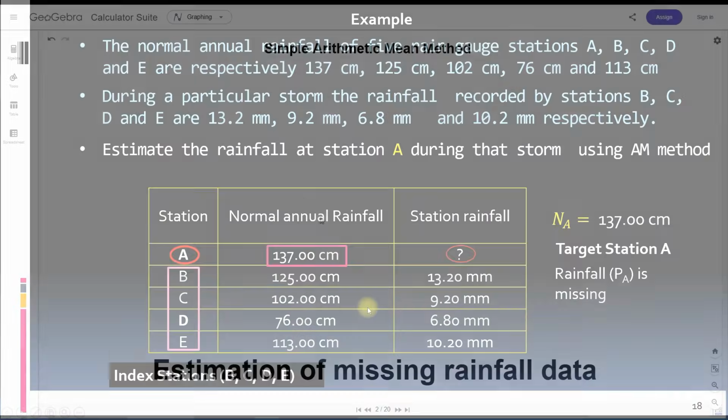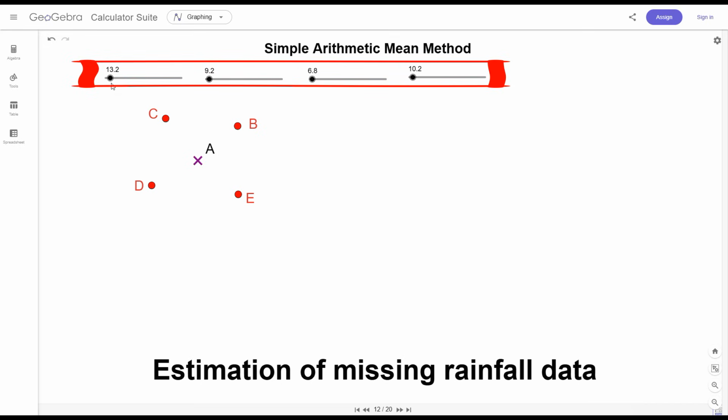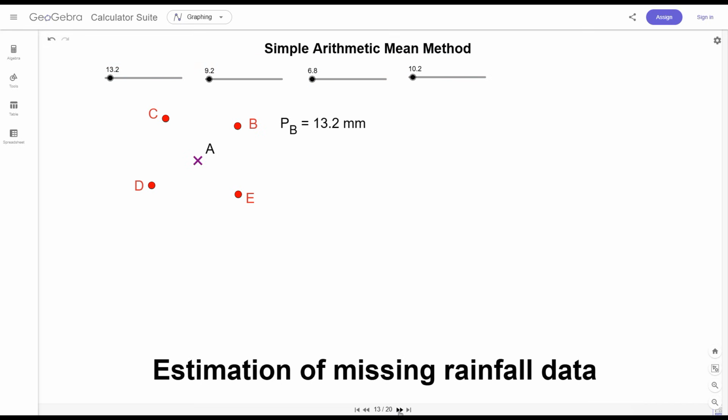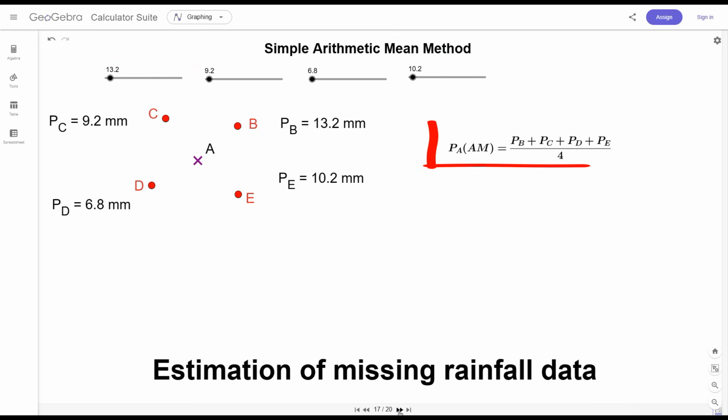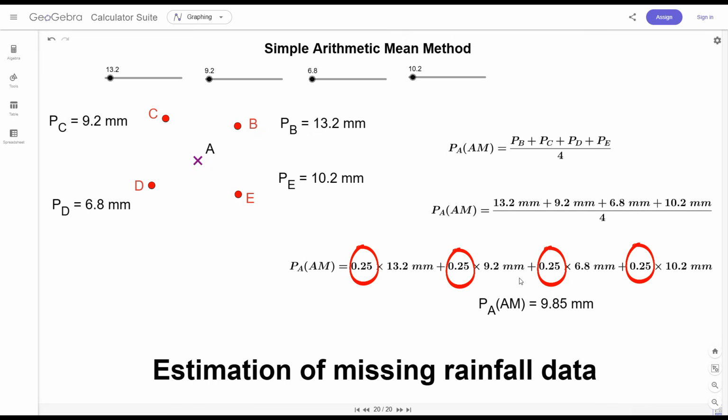Let's solve this in GeoGebra. The advantage of GeoGebra is that it has sliders which can help in the visualization. M is 4 here, so the formula becomes like this. The calculation yields an estimated value of PA equals 9.85 millimeters. Each station has equal weight, or 0.25 in this case.